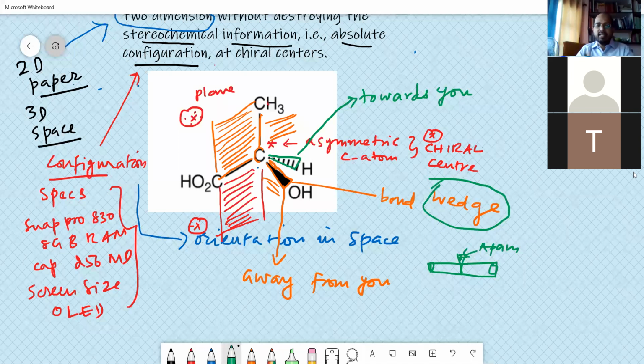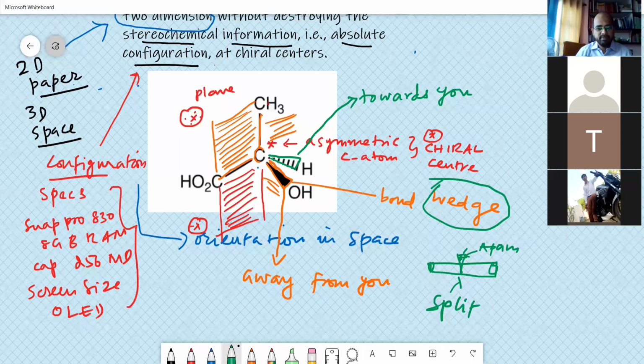A wedge is a small wooden instrument or wooden article that is used to split one log into 2 sections. So you put some kind of pressure. So this is the wedge there. Okay. So when you put a fully solid wedge, it is towards you.